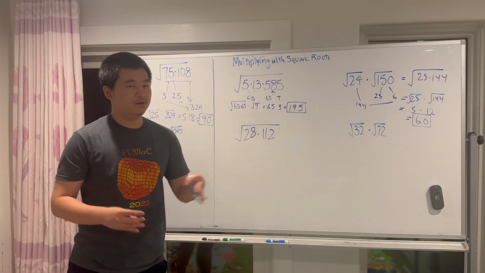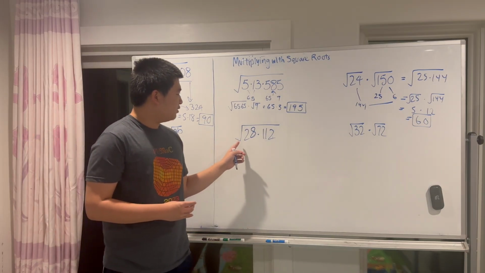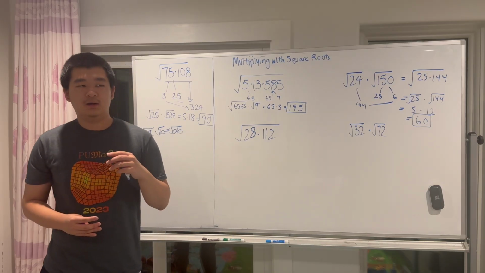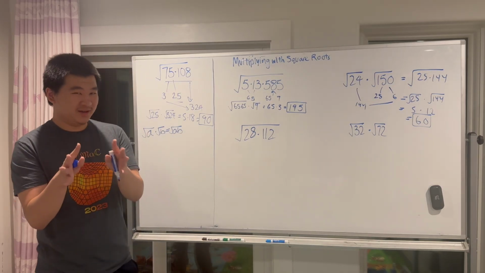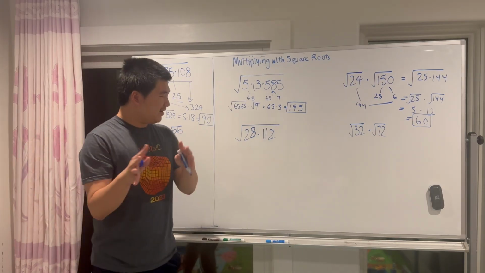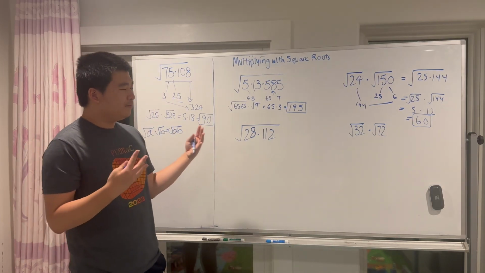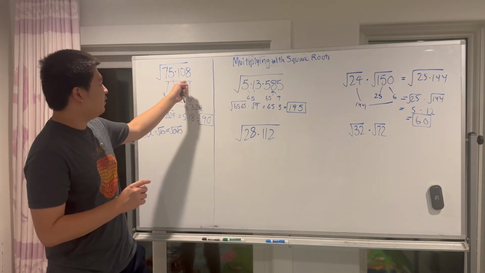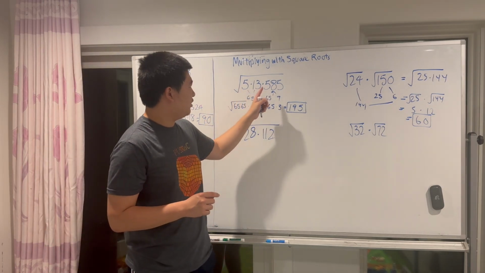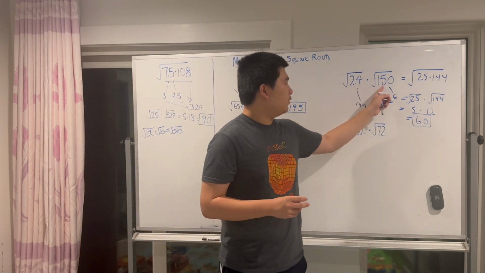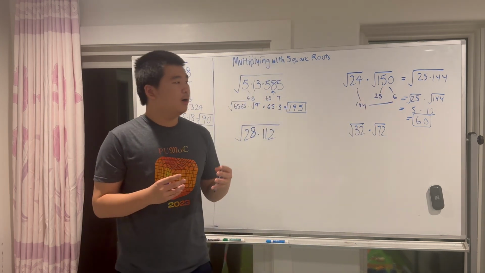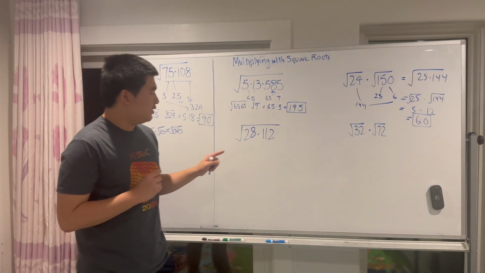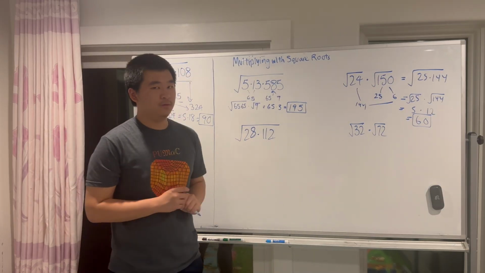Now, these 2 problems are going to be pretty similar. The square root of 28 times 112. Now, this is a tiny bit different from the other ones, so my apologies. It's a tiny bit different because what we have here is kind of a special case. In all of these other questions, 75, 108, 5, 13, 585, 24, 150, it was never explicitly in this form. And what I'm talking about when I say this form is that 112 is a multiple of 28.